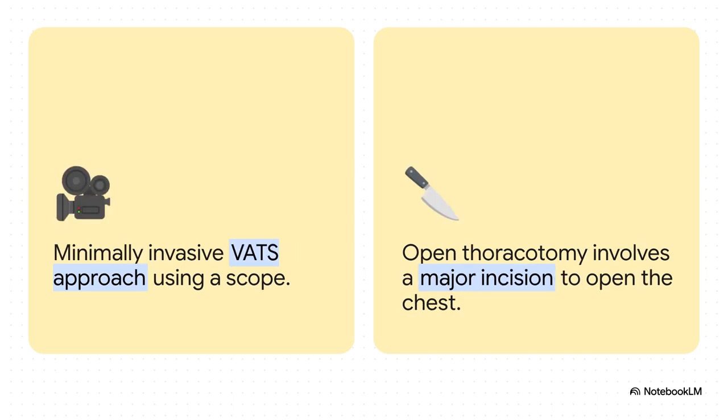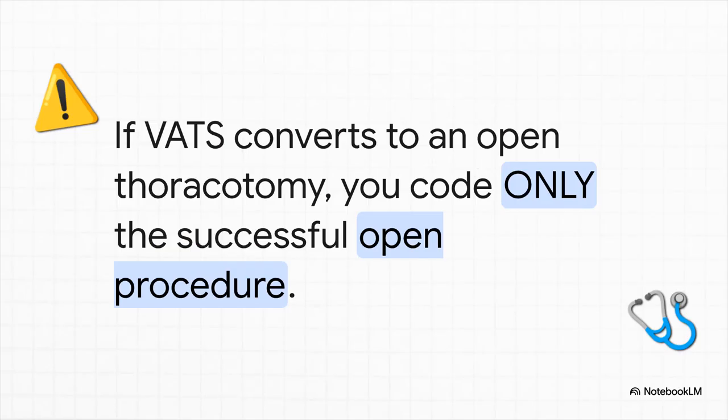Next up, we need to compare VATS, which stands for Video Assisted Thoracic Surgery, with an open thoracotomy. VATS is minimally invasive. They're just using a scope. An open thoracotomy, though, that involves a major incision to physically open up the chest. And knowing the difference between those two sets up one of the most critical rules in the entire surgery section.